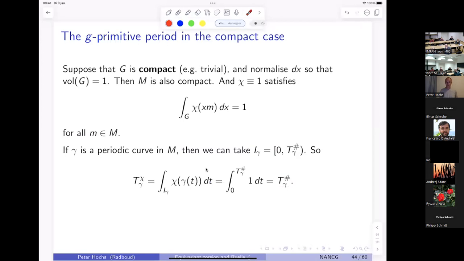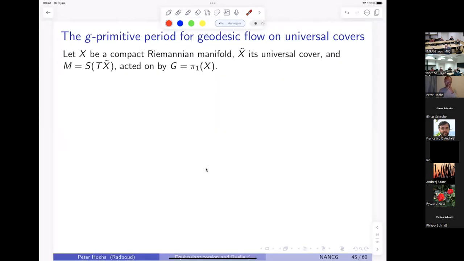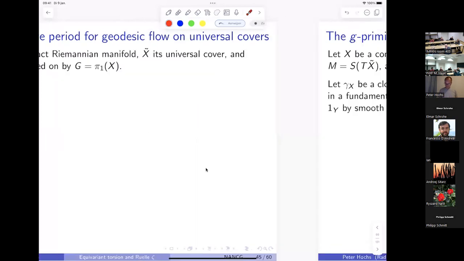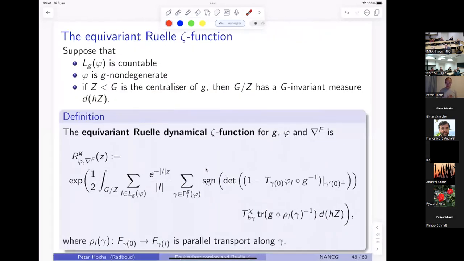I realize I don't have a lot of time anymore, so I just want to reach the definition. Yes, I think I'm going to skip a few things. I just want to at least state the definition. In cases where this G length spectrum is countable, and we have this normal degeneracy condition, and we have this measure on this quotient, I'm going to write down a generalization of this Ruelle zeta function. A difference is that in this length spectrum, I also allowed negative L, so I'm going to take an absolute value now. This sign of a determinant now involves the group element G.